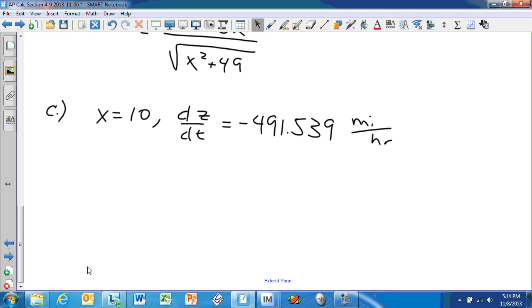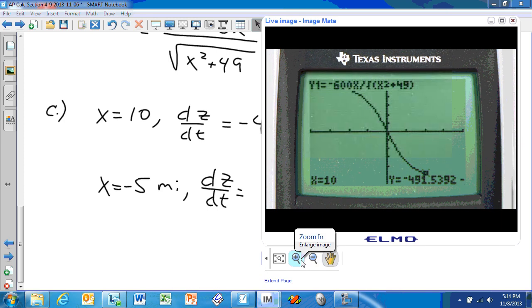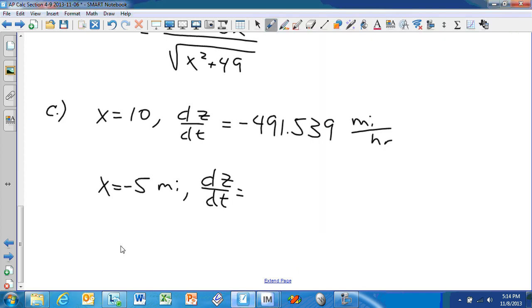And they also asked in this problem to evaluate dz dt when x is equal to negative 5 miles. And it says that is when the plane is 5 miles beyond the observer. So when x is equal to a negative 5 miles, we end up with dz dt is equal to, let's go ahead and punch that into our calculator. We'll just trace it to that point again. So we get 348.743. And that's in miles per hour.